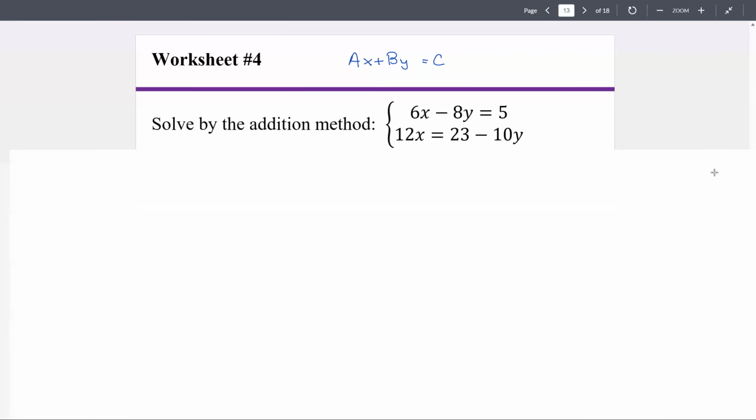There you go. So we're starting out with 6x minus 8y equals 5. Then if I rewrite this equation, so my x's are on top of each other, if I add 10y over here, this equation can be rewritten as 12x plus 10y equals 23. And now I have my ax plus by equals c.